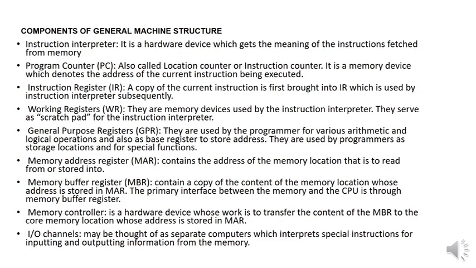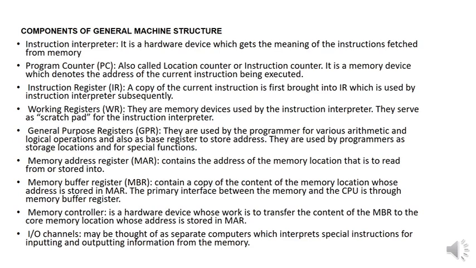So the components of general machine structure. We have the instruction interpreter. Instruction interpreter is a hardware device which gets the meaning of the instruction fetched from memory. He is the one that knows the meaning of the instruction that is fetched from the memory.